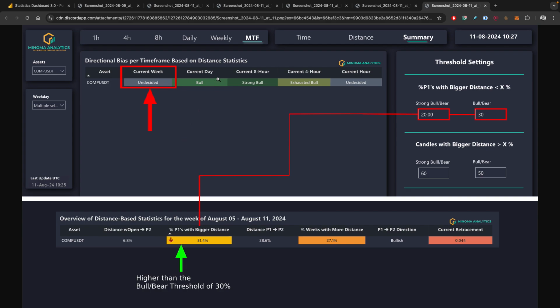And again, we just have bull and strong bull and exhausted bull here. But if this P1, P2 direction would be bearish, then we had strong bear, exhausted bear, and bear. So don't worry about that.